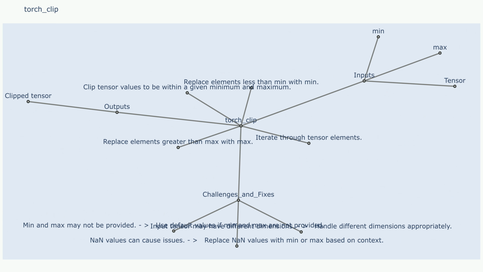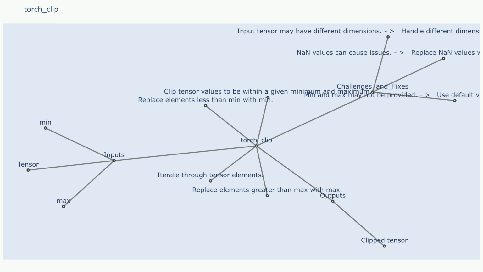The pre-trained CLIP model can be fine-tuned on a specific downstream task, such as image classification or text-image retrieval, by adjusting the model's weights to optimize performance on that task. Challenges and fixes. Challenge 1.